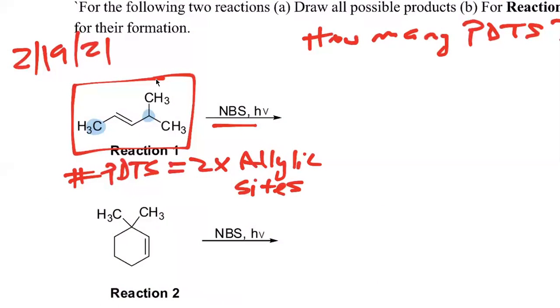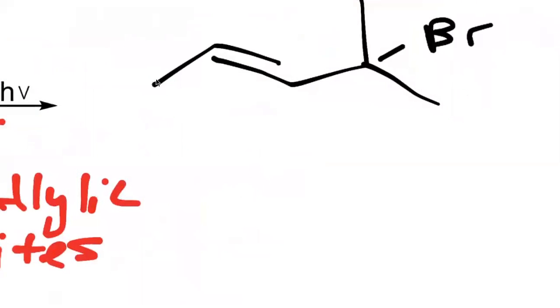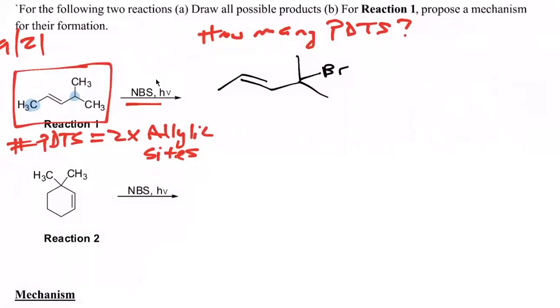Because what's the goal of allylic bromination? Keep in mind we're working under this umbrella of synthesis of alkyl halides, and so the goal of allylic bromination is to add a bromine at the allylic site. So one of your products for sure is going to look like this. Is that right? Yes, no. Yes. All right, and then you're going to have another product that looks like this.